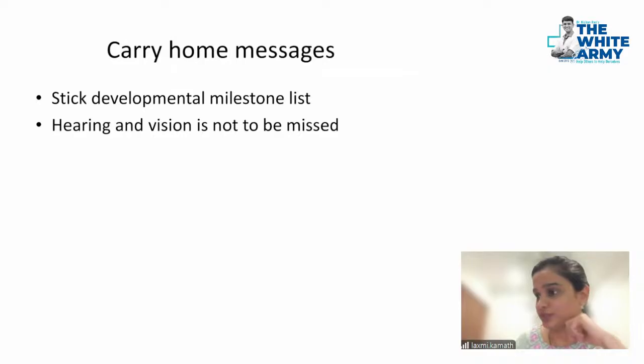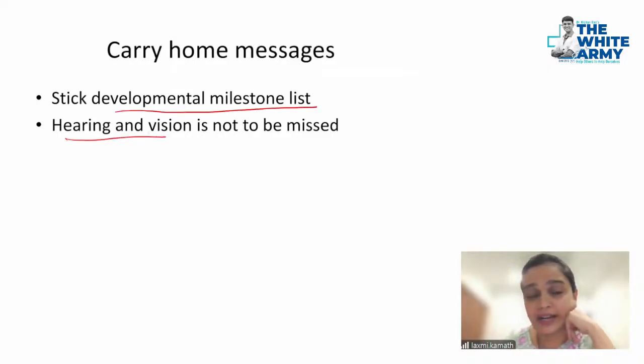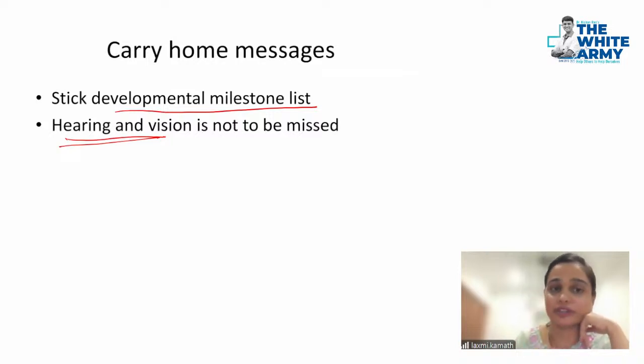We'll come back to these questions later. So at the end of the developmental delay approach, you all should know the developmental milestone list. Hearing and vision is also a domain which shouldn't be missed. It's not just gross motor, fine motor, and language and social skills. Hearing and vision is also an inseparable part of the domain, so it has to be evaluated.